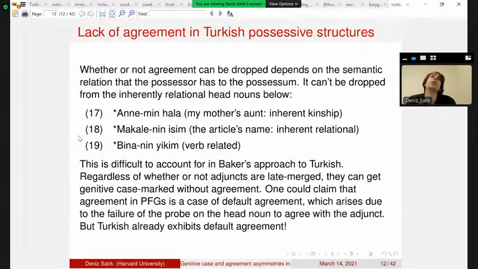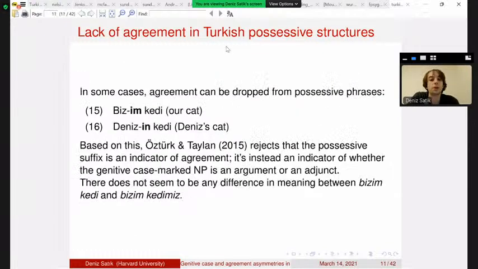Well, he does extend the approach in Sakha to Turkish in his 2015 book. Regardless of whether or not adjuncts are late merged, they can get genitive case marked without agreement. And so what's going on here is, how on earth are you going to assign genitive case to this guy if you don't have any agreement here? Seems impossible, if genitive case is parasitic on agreement. If it's agreement that assigns genitive case, then how on earth are you going to assign genitive case without agreement? It just seems impossible, right?